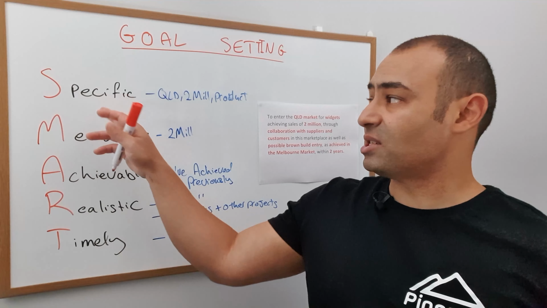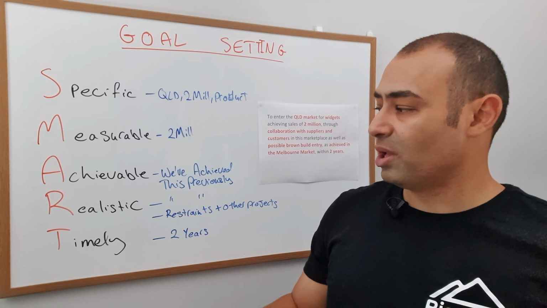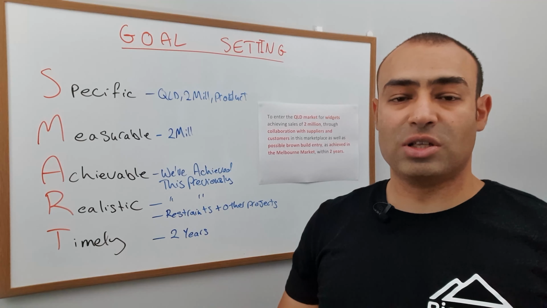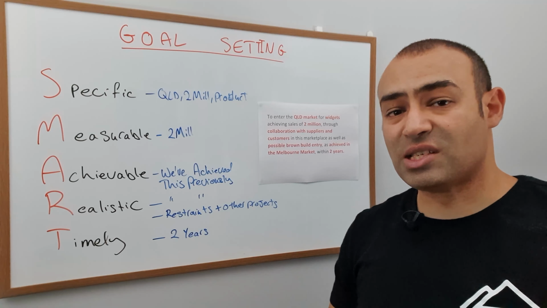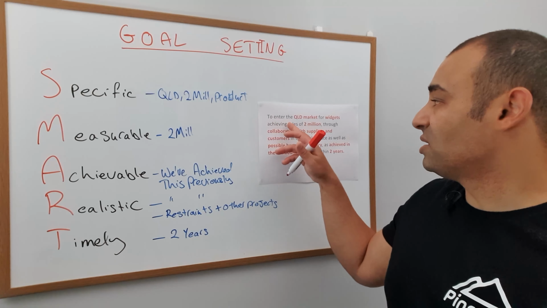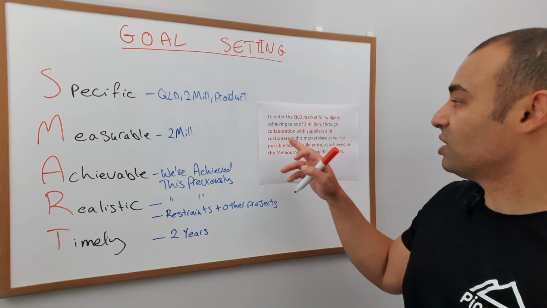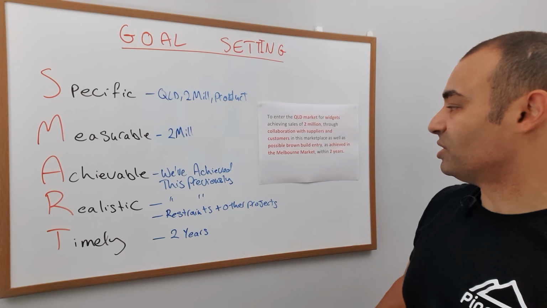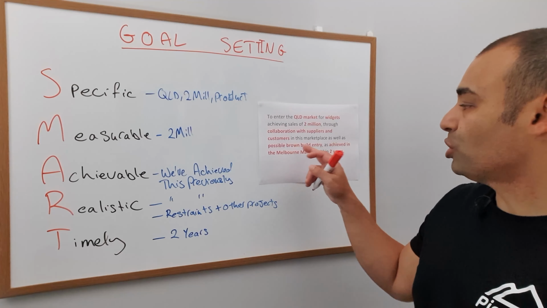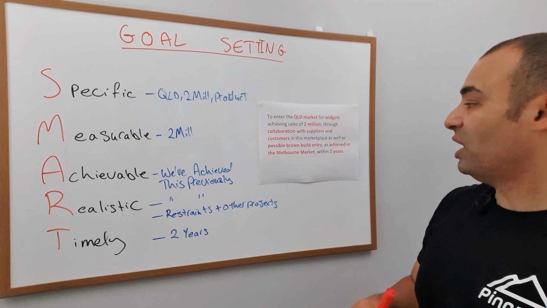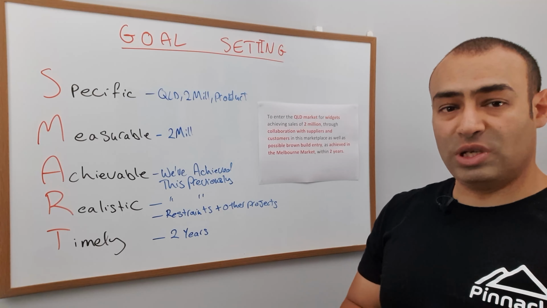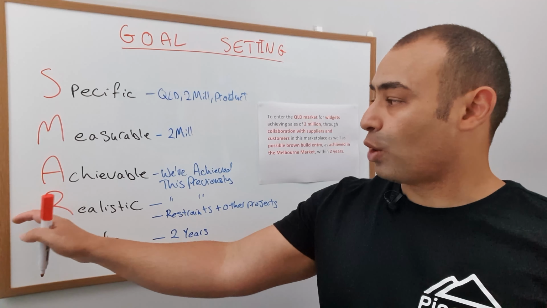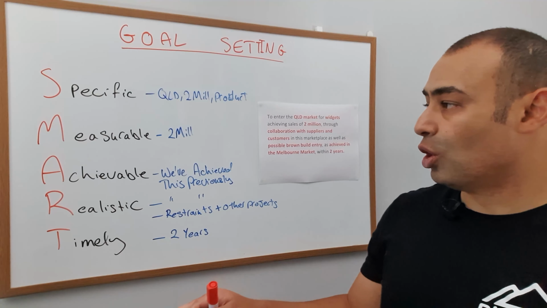So first, S is for specific, M is for measurable, A is for achievable, R is realistic, and T is for timely or time bound. This is the example we've got here: to enter the Queensland market for widgets, achieving sales of 2 million through collaboration with suppliers and customers in this marketplace, as well as possible brown belt entry, as achieved in the Melbourne market, within 2 years. All right, let's step through this example and break it up according to the SMART objective criteria.